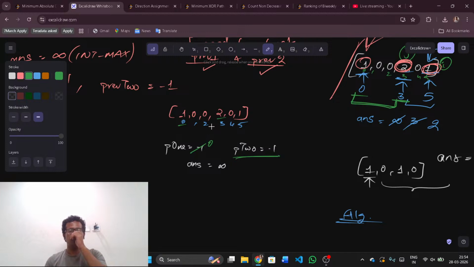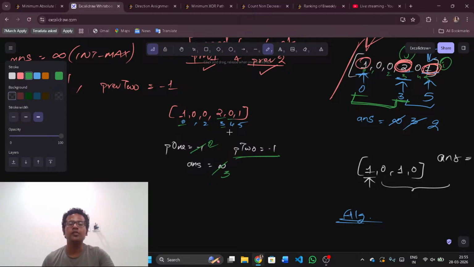2. When I got 2, I will check with 1. When I got 1, I'll check with 2. That's why I'm storing previous 1, the index where I got 1 previously, and previous 2, the index where I got 2 previously. Both of them, I'm storing. So when I got 2, I'll check: do I have a 1 previously? Yes. Where do I have it? 0, right? Now 3 minus 0 is giving me 3, which is lesser than infinity.